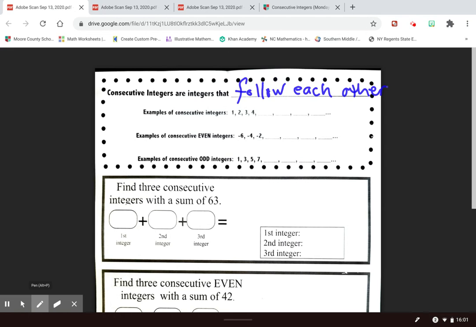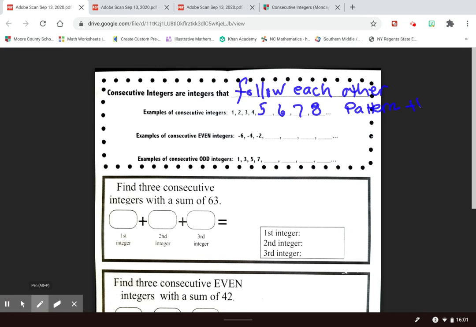Okay, so if you look at our next example of consecutive integers, we have 1, 2, 3, 4. So if we look here, 5, 6, 7, 8, and of course the ellipsis means and so on. These are what we call basic consecutive integers. And notice that the pattern for consecutive integers is counting plus 1.